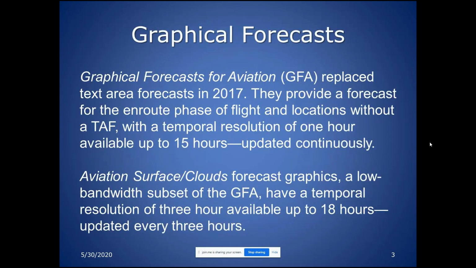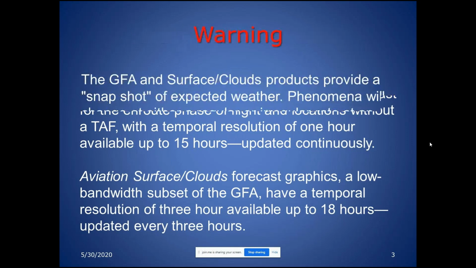Graphical forecasts for aviation replaced text area forecast in 2017. They provide a forecast for the en route phase of flight and for locations without a TAF, with a temporal resolution of 1 hour, available up to 15 hours, and they're updated continuously. Aviation surface and cloud forecast graphics are a low bandwidth subset of the GFA and have a temporal resolution of 3 hours, available up to 18 hours, and are updated every 3 hours.